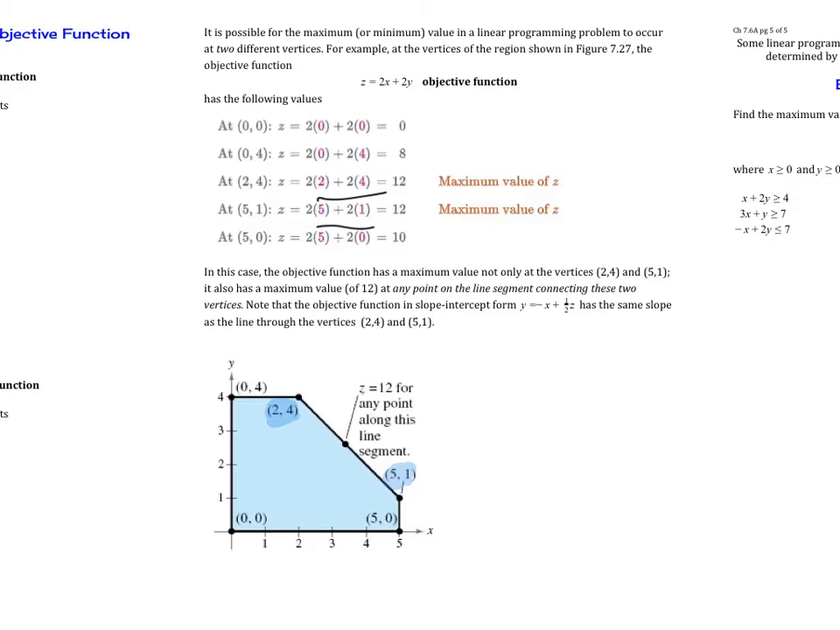And in that case, and you'll see this in the homework, the objective function has a maximum value not only at the vertices (2, 4) and (5, 1), but it has a maximum value of 12 at any point on the line segment connecting these two vertices. So you'll say the max value is on the line segment of (2, 4) and (5, 1). Okay, so that's how you would notate that, and you will see that again in your homework.